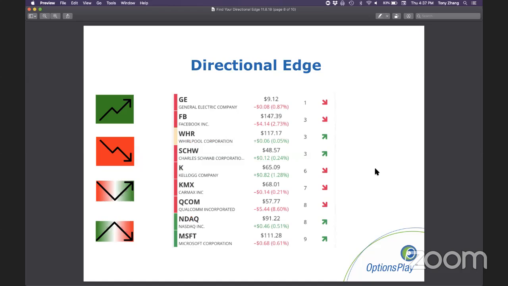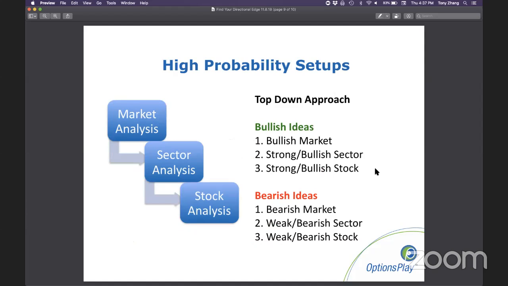So that's where I want to show you guys some examples of this using the options play. And then lastly, what I want to do is show you guys how to leverage all of these stocks or these views into an actual trading strategy.